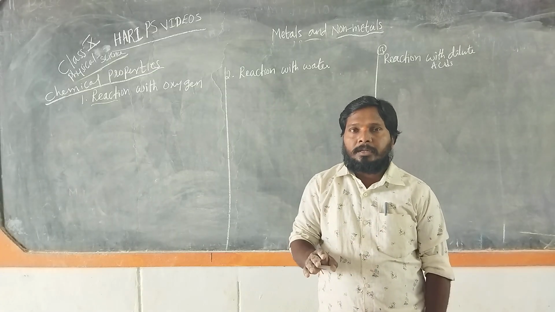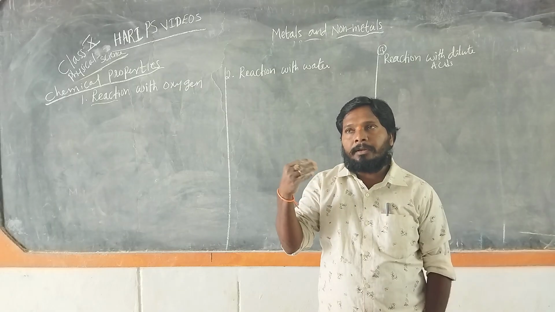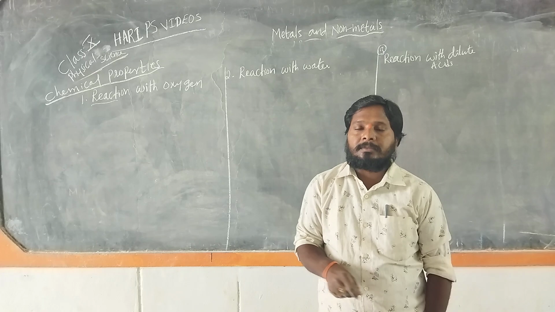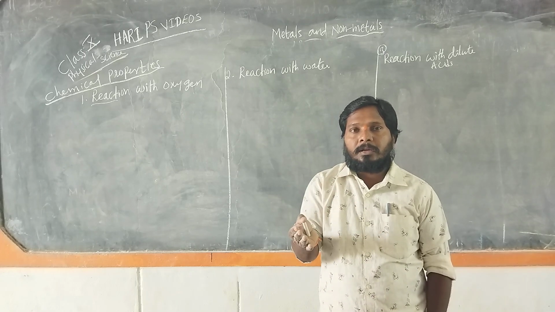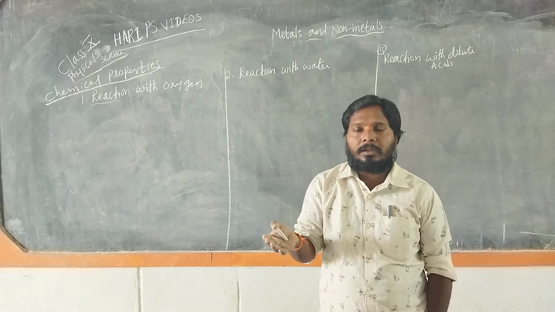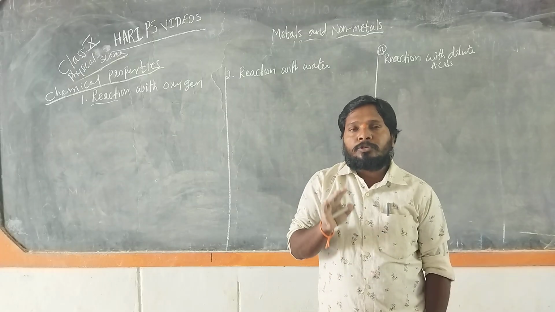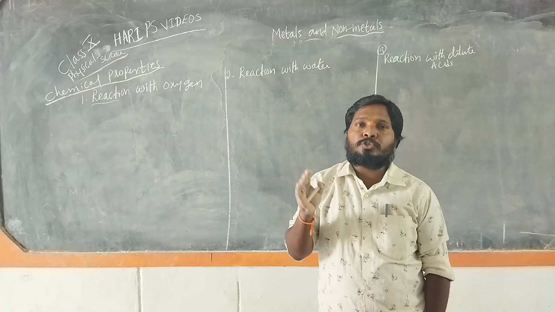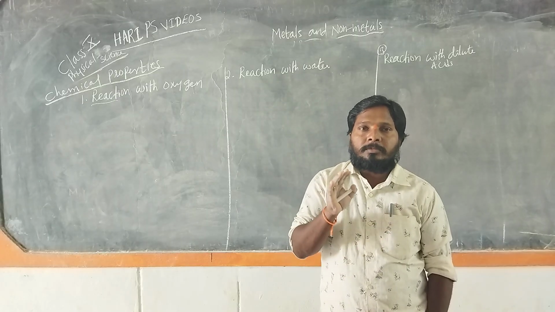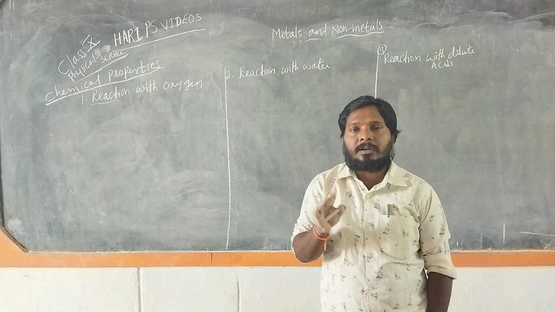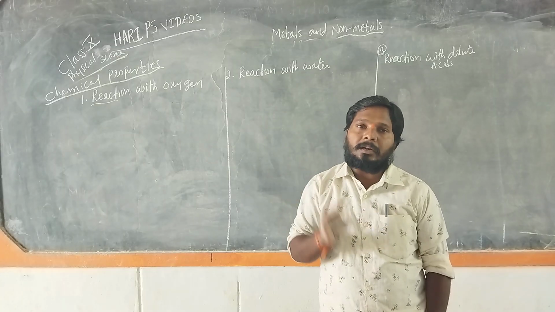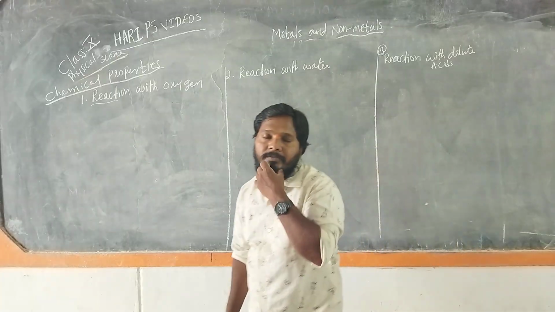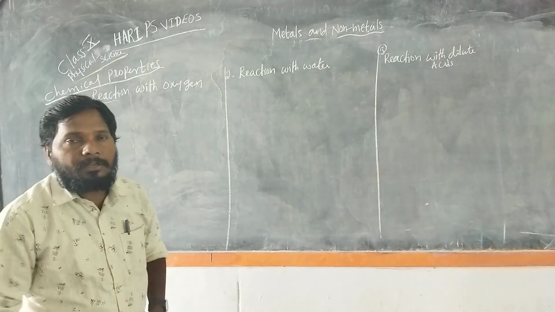In the previous session, we discussed the physical properties of metals and non-metals and some exceptions. Materials that can be rolled into sheets are called malleable. Materials that can be drawn into wires are called ductile. Materials that produce a ringing sound are called sonorous. Materials with a shiny surface are called lustrous. And good conductors and poor conductors depend on whether they allow electricity to pass or not.